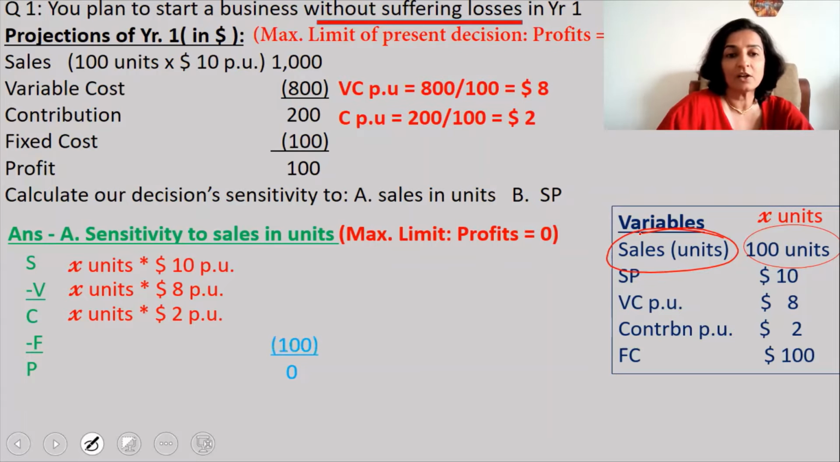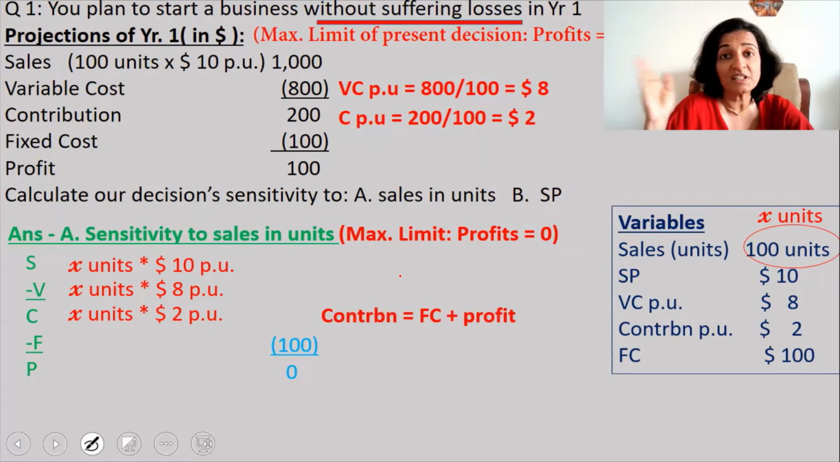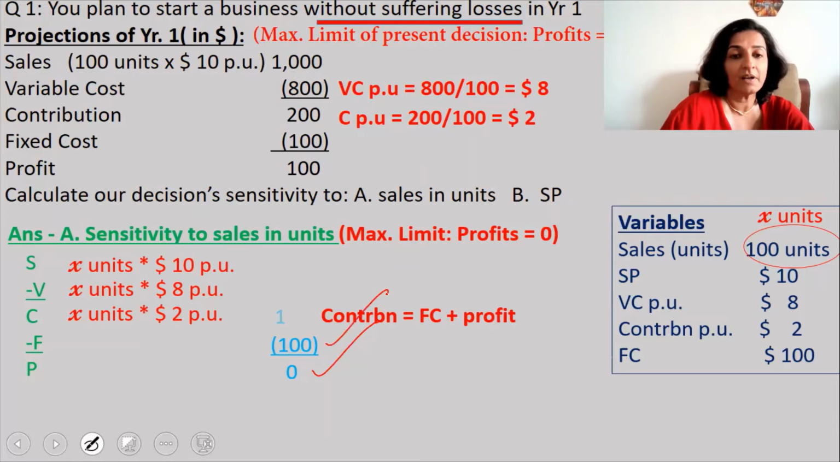And what about fixed cost? Fixed cost is also assumed to be the same, so that is $100. Now if profit is 0 and fixed cost is 100, then what is contribution? Contribution is fixed cost plus profit. So it is 0 plus 100. We get $100 as the contribution.